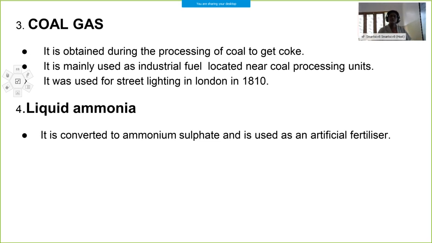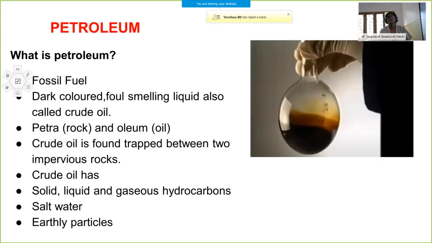So next we shall move on to petroleum. Petroleum is also a fossil fuel. Just like coal, petroleum is also a fossil fuel. A fossil fuel, I told you, is obtained from the dead remains of plants and animals millions of years ago, which settled deep under the earth. So petroleum is also an exhaustible natural resource.